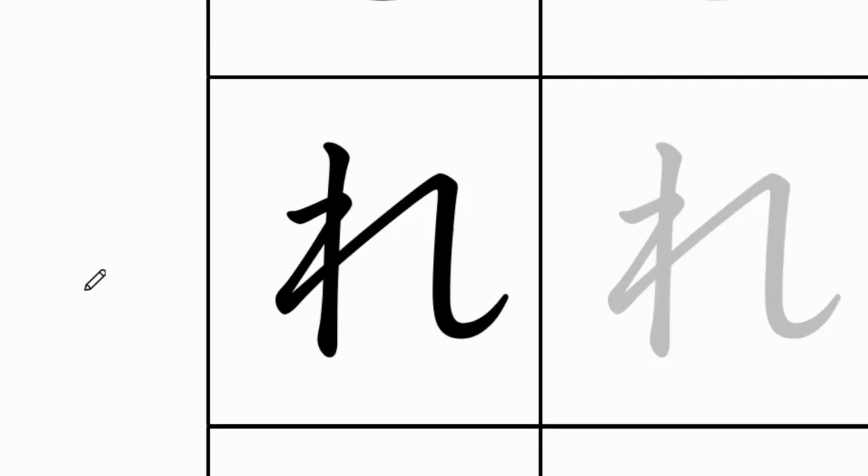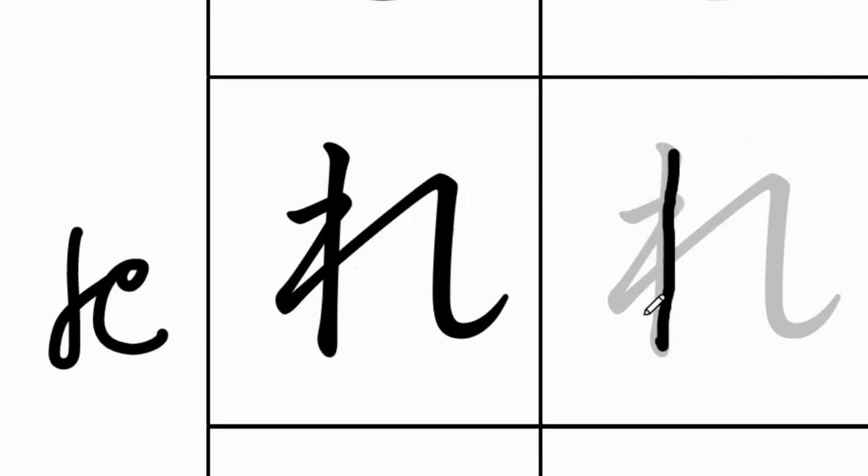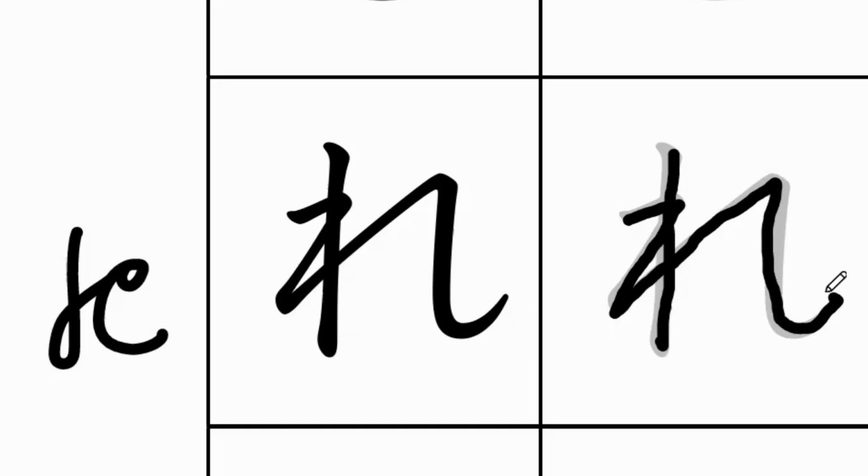The next character is Re. This is Re. So let us see how to make this character. This character has got two strokes. The first stroke is like this, and the second stroke is like this. This is Re.